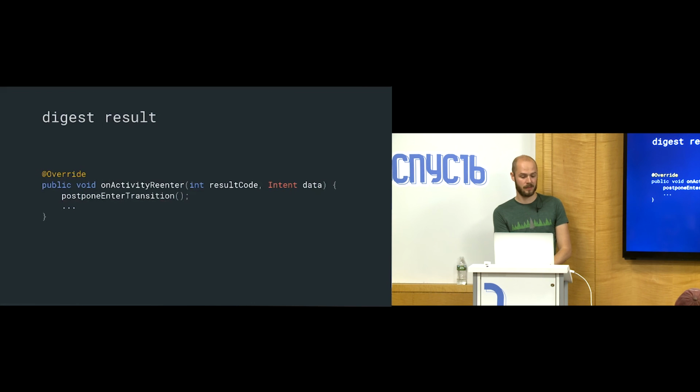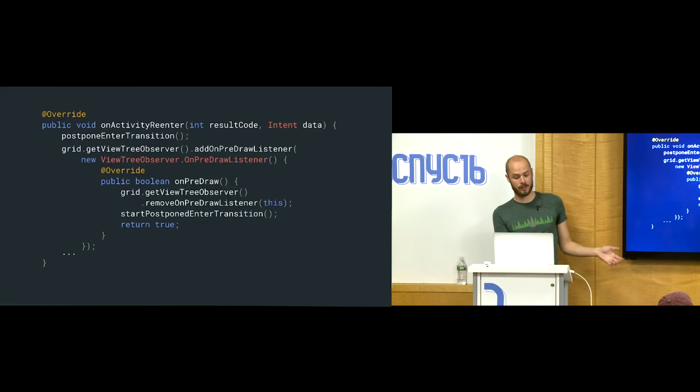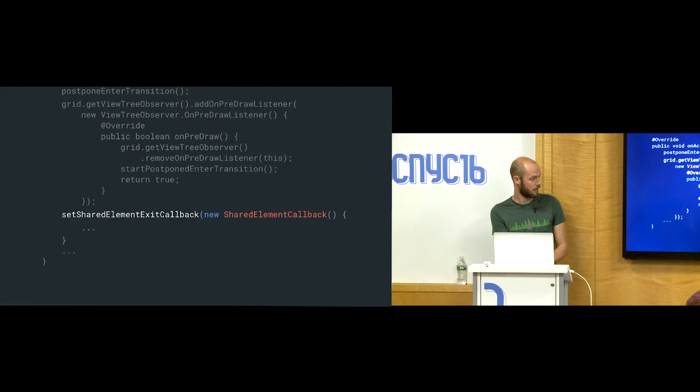And then this is where the method onActivityReenter comes in handy, which is being called in that particular case. So if you started the activity for result with the bundle that you passed in the first place when creating the activity options, this is where this method is being called. First thing there is you postpone the enter transition again because we want to do some work on it. Then we add the pre-draw listener again, wait for everything to be set up, and then we start the transition the way we did earlier. But this is not all, because what would now happen is basically not a lot.